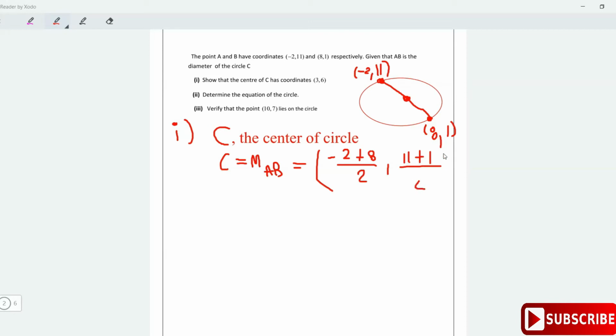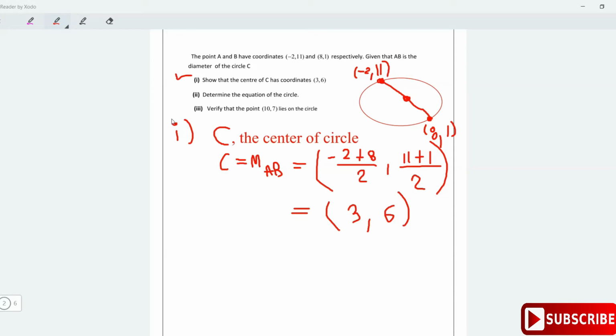All right. So what we're going to get then is -2 plus 8 divided by 2. That works out to be 3. Then 11 plus 1 divided by 2. That is 6. So indeed the center is (3, 6). So the first part is shown.